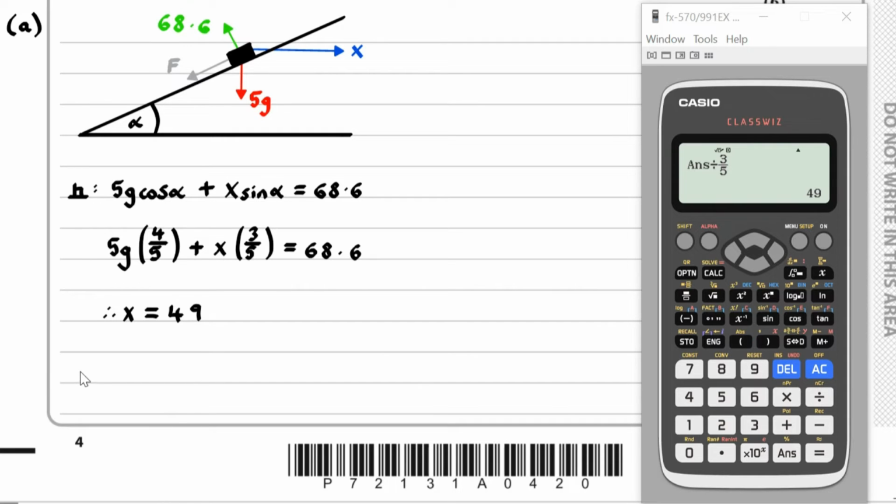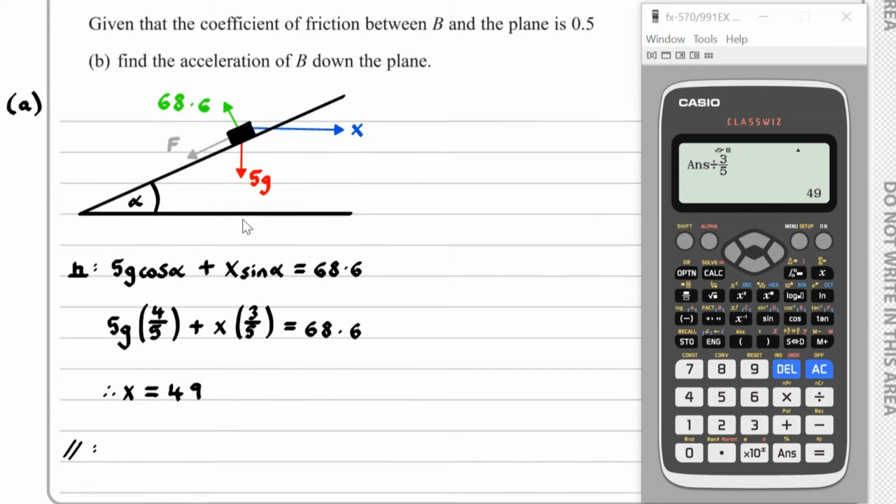Now if we resolve parallel, then we have 5g multiplied by sine alpha plus f, and that would equal x multiplied by cos alpha.